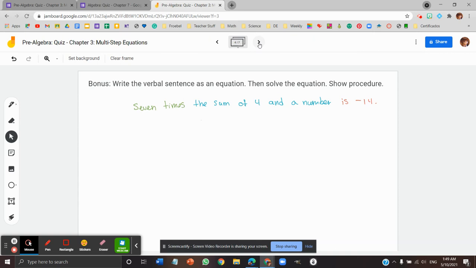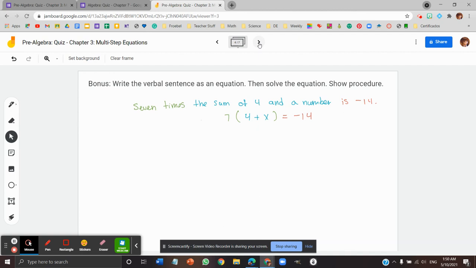So what if I have this? Again, 7 times the sum of 4 and a number. Well, I know that the sum of 4 and a number is 4 plus a number. I don't know what number it is, therefore I can use a variable. It can be any letter. 7 times that, that means I have to multiply all of that by 7. Is negative 14, meaning it is another name for equal to negative 14. There, I built my equation.